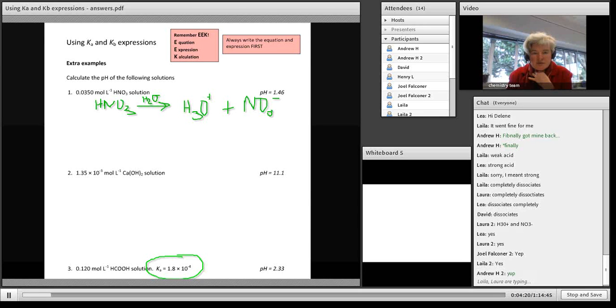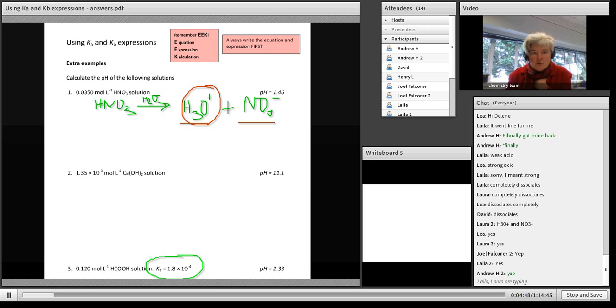So we've got only these two items: the hydronium ion and the nitrate ion. What we also have in water is H2O molecules and a bit of hydronium and a bit of hydroxide ion from the water dissociation. But we're going to ignore that as being too small to influence my hydronium ion from here.